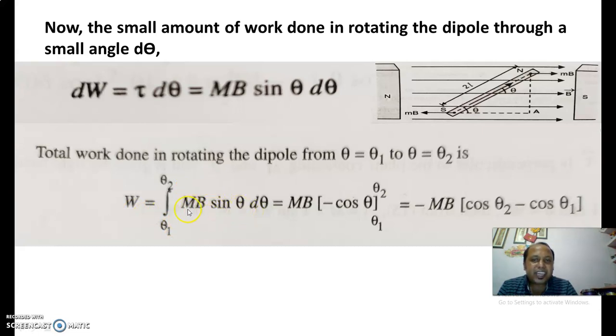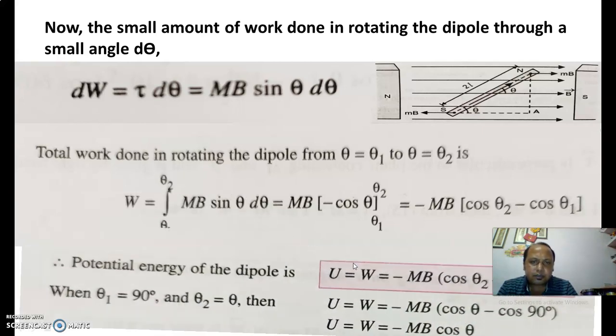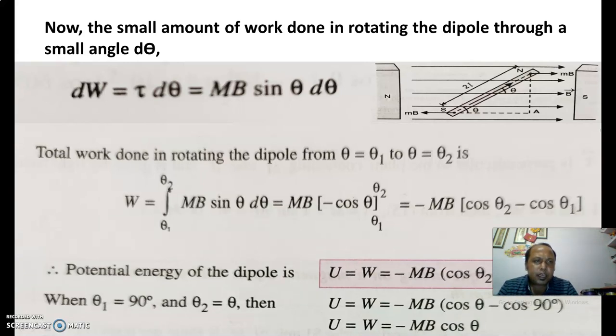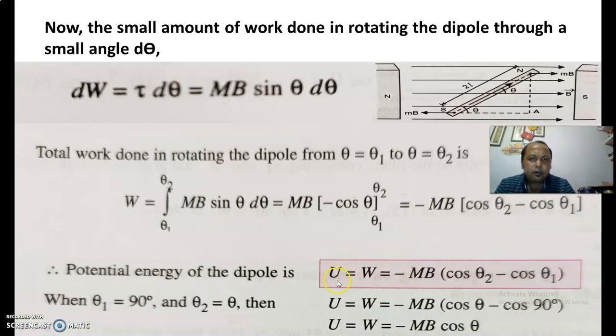The integration of sine theta is minus cos theta, and mB will anyway come out. Taking the limits, the minus sign comes out, so it is minus mB times cos theta 2 minus cos theta 1. I hope this is very clear to you, and this is the value of work done which we are getting, where theta 2 is the final orientation and theta 1 is the initial orientation. Therefore, here we are getting the value of total work done, which actually represents the potential energy, and the formula comes out to be minus mB (cos theta 2 minus cos theta 1).